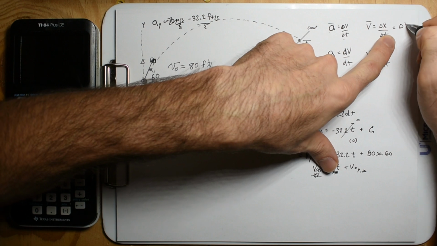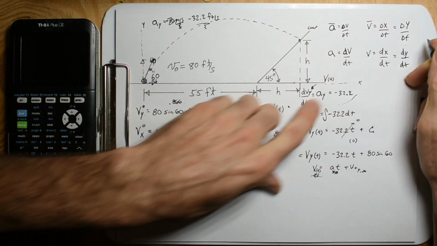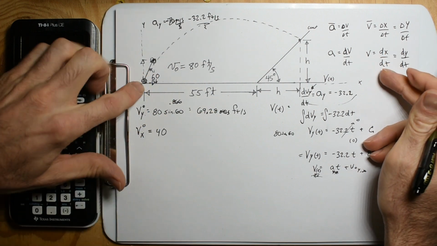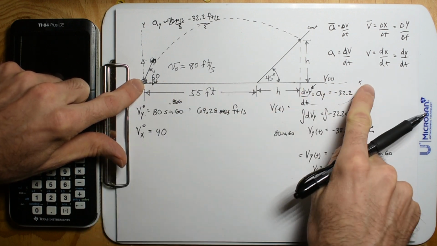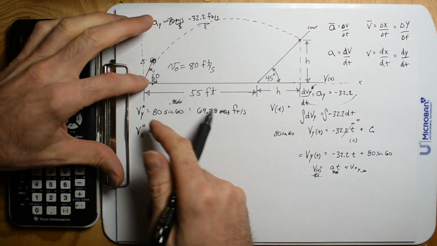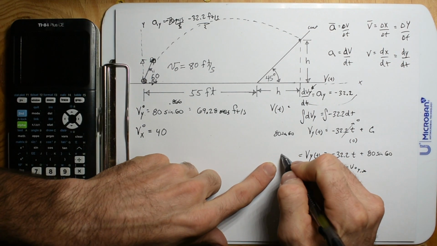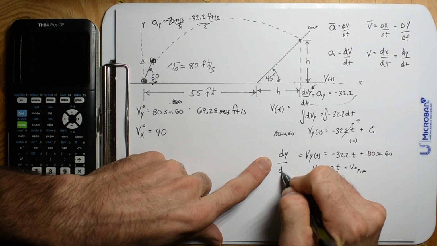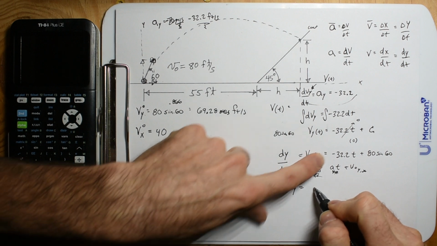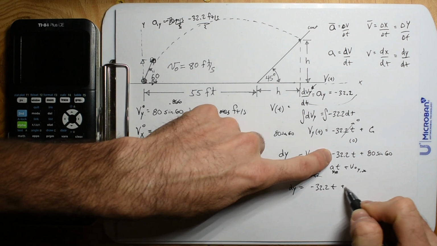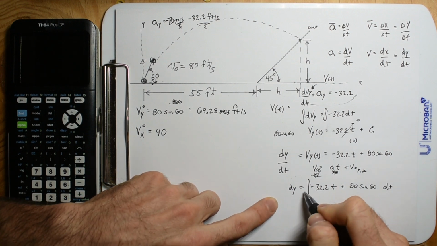Okay, so now I should say that velocity can also be change in y over change in t. And so we're going to have dy/dt. You know, it's just choosing a direction. My velocity could be in the x direction like a car, or it could be in the y direction like this football going up into the air. So we're going to say this equation for velocity is equal to dy/dt. And now we can separate variables. So we're going to have dy is negative 32.2 t plus 80 sine 60, and then we'll have dt. We're going to integrate both sides.